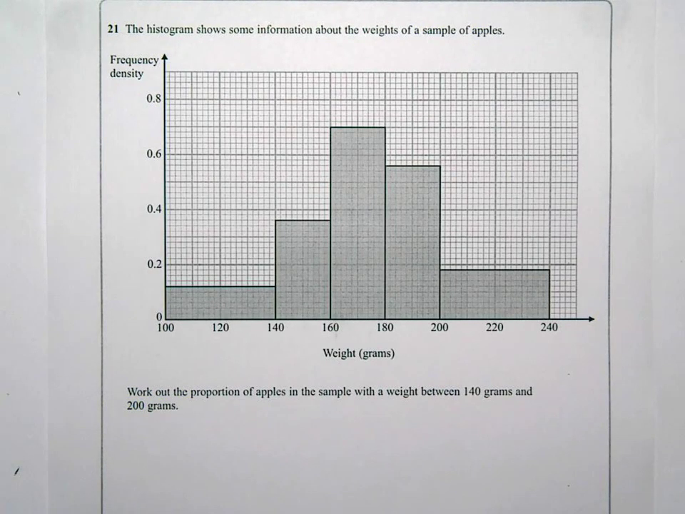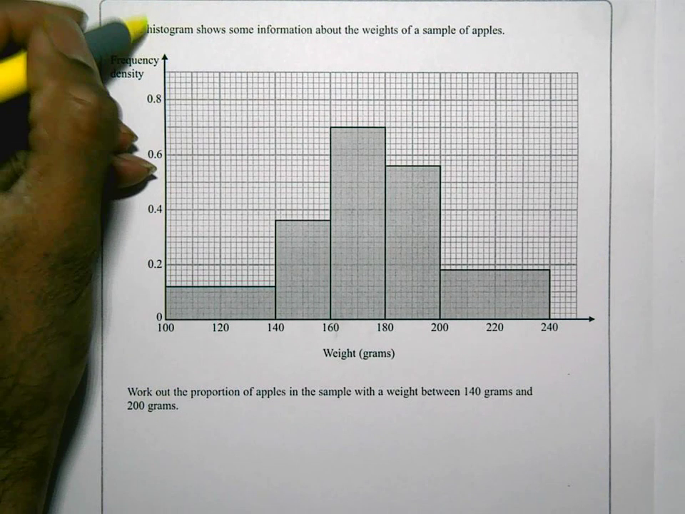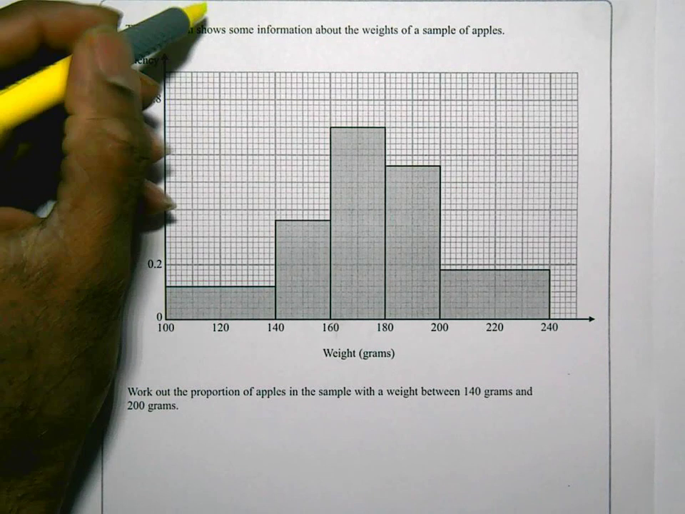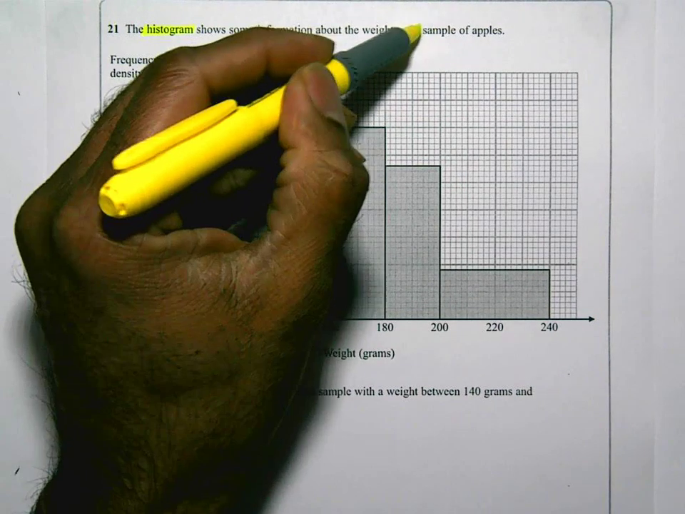This is question 21 on the higher calculator paper. Reading through the question first, it says the histogram, so it's a question on histograms, show some information about the weight of some apples.